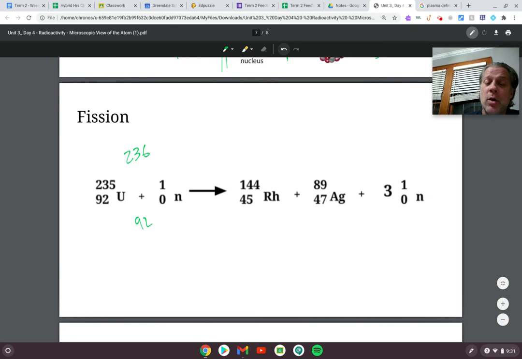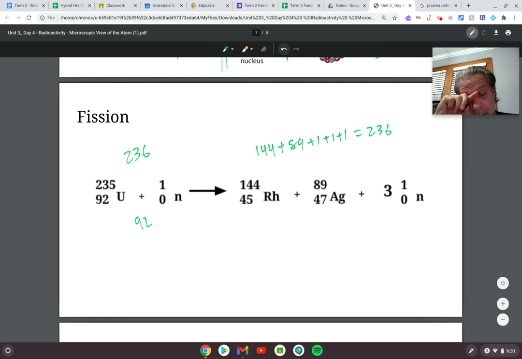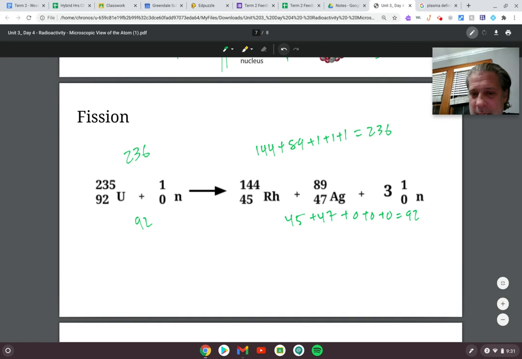So if I take 144 plus 89 plus 1 plus 1 plus 1, I get 236 on the product side. And if I take 45 plus 47 plus 0 plus 0 plus 0, I get 92 as my atomic number on the product side. And so that's all we're doing when we're balancing fission reactions, is we're making sure that we have the same atomic number value on both sides and the same atomic mass or mass number on both sides.